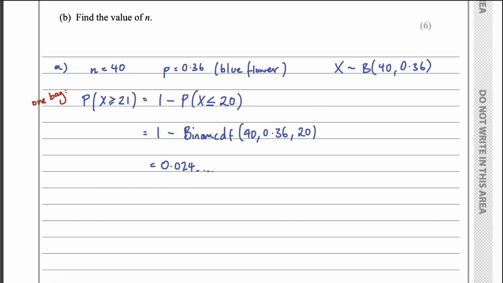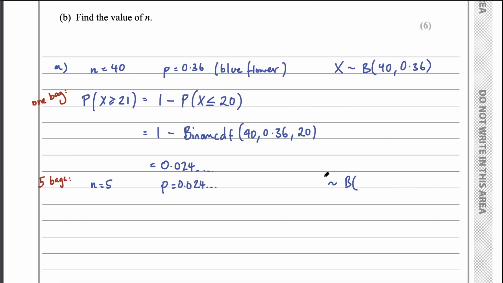Okay, let's go ahead and look at 5 bags now. So 5 bags. Our sample size will be 5, so n is going to equal 5. Our probability of success now is what we've just worked out, so 0.024, etc. Because that's the probability in one bag of getting more blue flowers. So across 5 bags, that's our chances for each bag getting more blue flowers. And again, this is a binomial distribution. I should use a different variable there, I think.